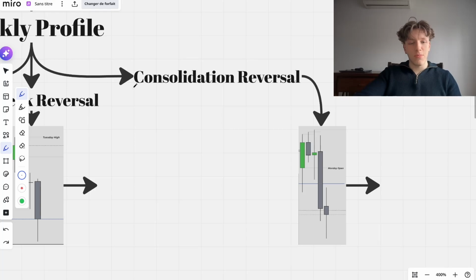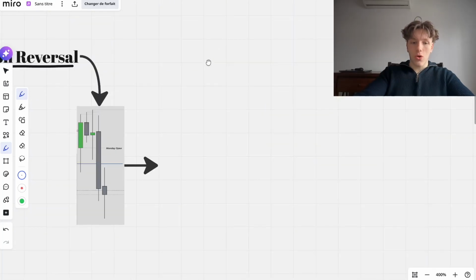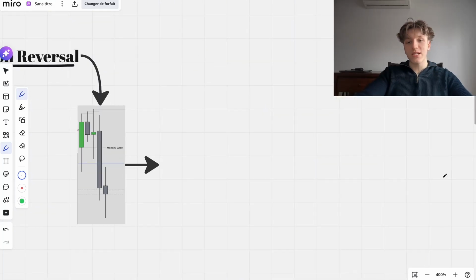Finally, the last weekly profile I personally use, there's a couple more, but this is the main one I want to talk about, is the consolidation reversal. So what is the consolidation reversal? It's pretty simple in terms of weekly profile. I don't really use it, but you need to understand it to really be precise any week because sometimes we will just do nothing and you need to know whenever this will happen.